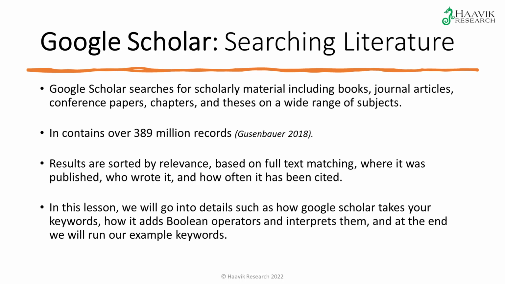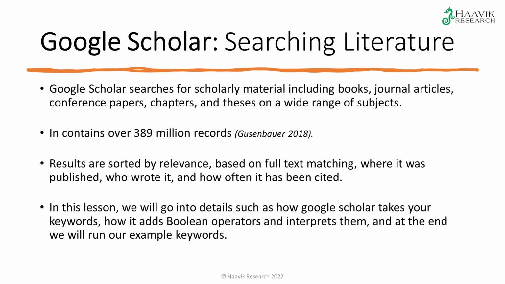Because Google Scholar searches for scholarly material, including books, journal articles, conference papers, chapters, theses, and on a wide range of subjects. It contains over 389 million records, and this number is from 2018, so we're probably way over that by now. So it is by far the largest search engine available today. Hence, it's probably the most useful one to use today as well.